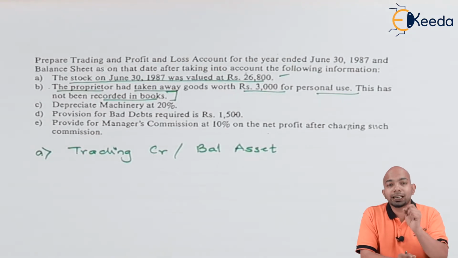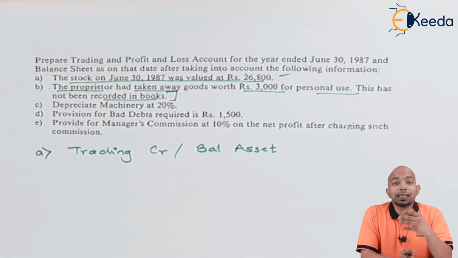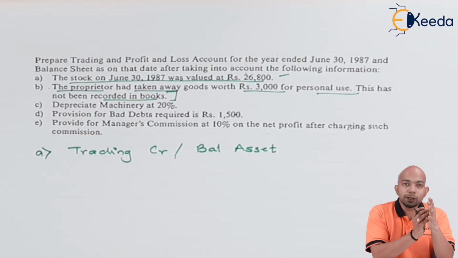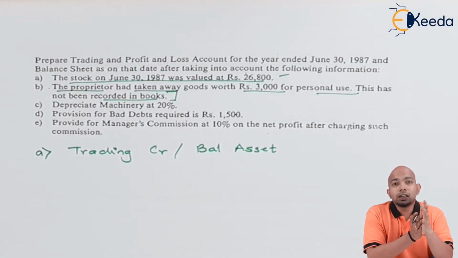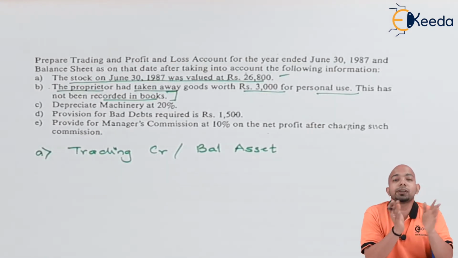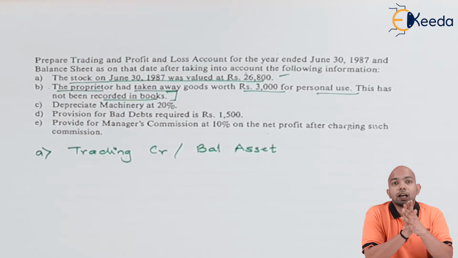That means we have to subtract it from the purchases because it is a drawing of goods. So that much amount has been taken out from the owner or by the owner. Hence, that much amount will be subtracted from the purchases, and similarly, the total of this will be added to the drawings that we have already mentioned in the trial balance, and that will be subtracted from the capital amount, that means in balance sheet.